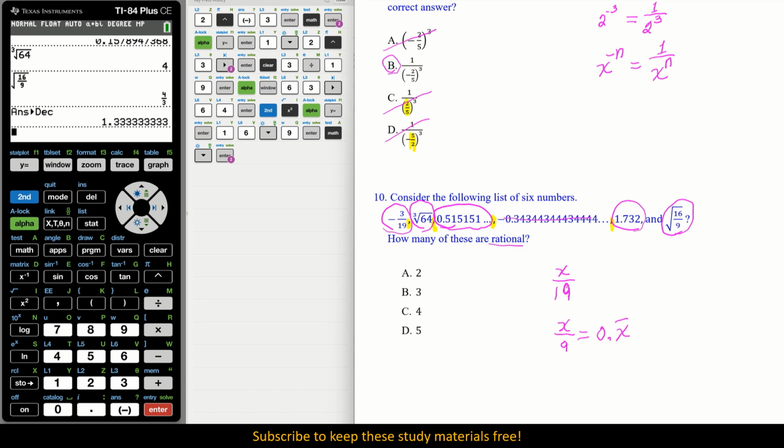So before I move on and actually kind of play with that, let's look at how many we have. 1, 2, 3, 4, 5. Because it said how many of these are rational? Well, D is your answer. That would be 5. So let's go back to this first one and say 3 divided by 19.